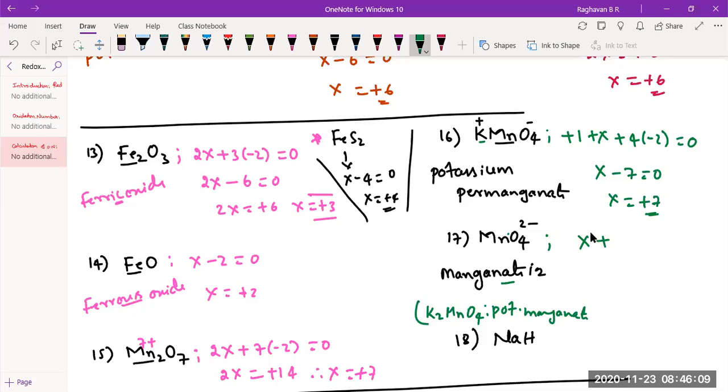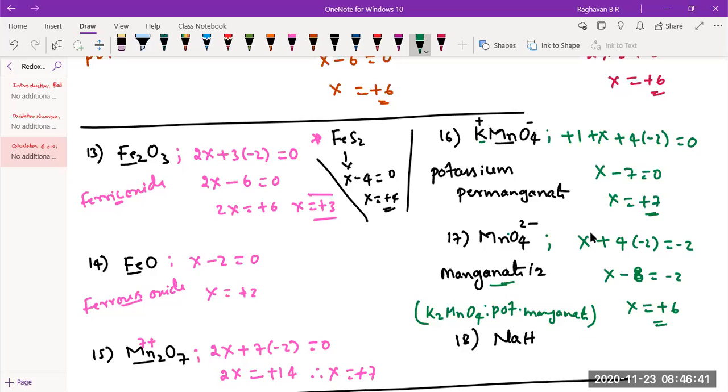Potassium manganate contains manganate ion. Potassium permanganate contains permanganate ion. The major difference is oxidation state of manganese. In potassium permanganate it is +7, whereas in manganate ion, what will be the oxidation state? 4 into -2 is equal to -8. So x minus 8 is equal to -2. X is equal to +6.